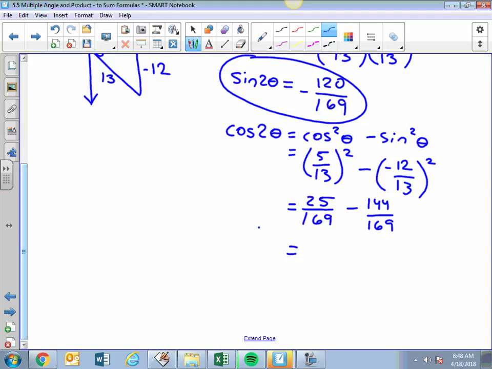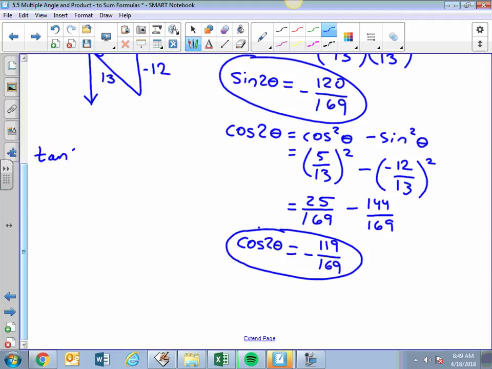So we have 119 over 169, cosine 2 theta. Okay, so we have the sine and the cosine double angle, and now we're going to do the tangent one, which can be tricky sometimes because we have a rational expression with your tangent. So we have tangent 2 theta.